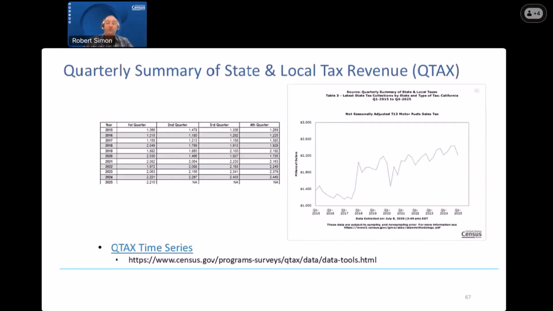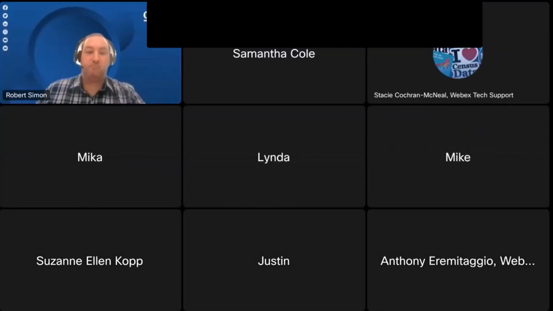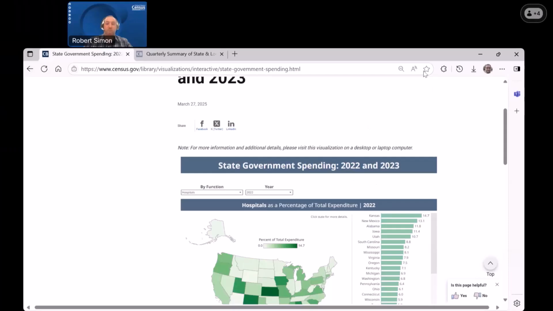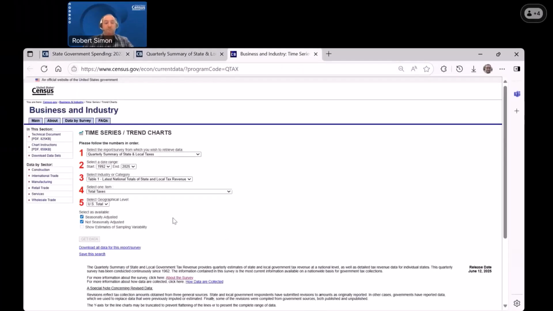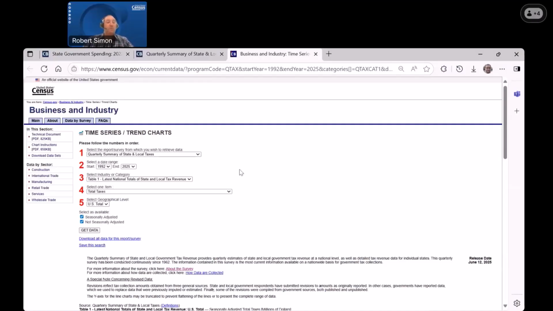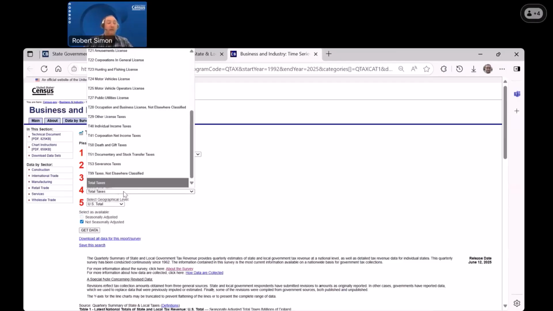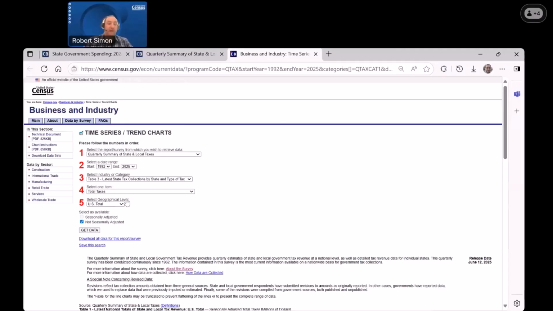Next, I want to highlight a data tool provided by census.gov. I've provided a link in this slide. So if we look at this tool, we can get all data going back to 1992, going to the current most recent available data, which is 2025 quarter one. The best way to look at the data is to select table 3, which is state tax collections by state and tax type. We could then select total taxes or any one of the 27 tax categories.